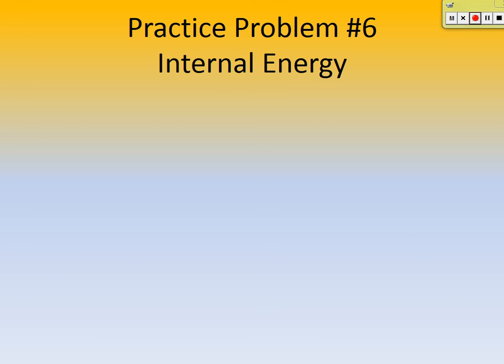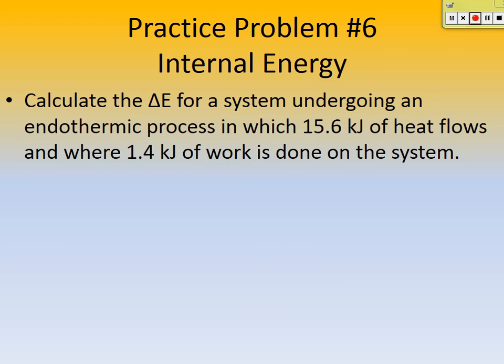Okay, I've got some practice problems. Number 6. Let's go through it together. It says, calculate the delta E for a system undergoing an endothermic process in which 15.6 kilojoules of heat flows and where 1.4 kilojoules of work is done on the system.